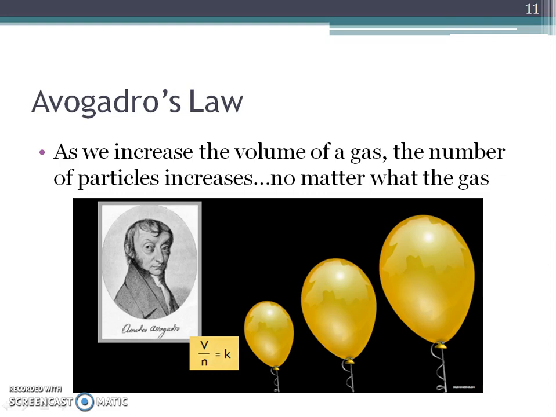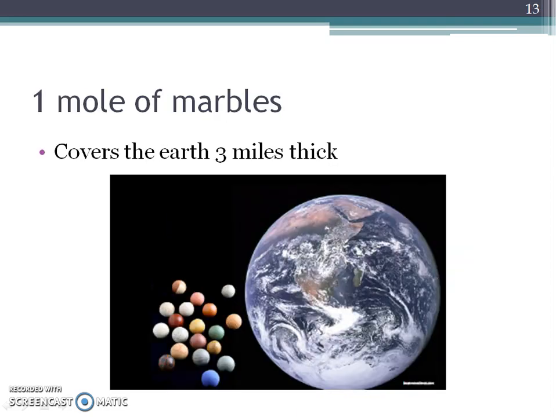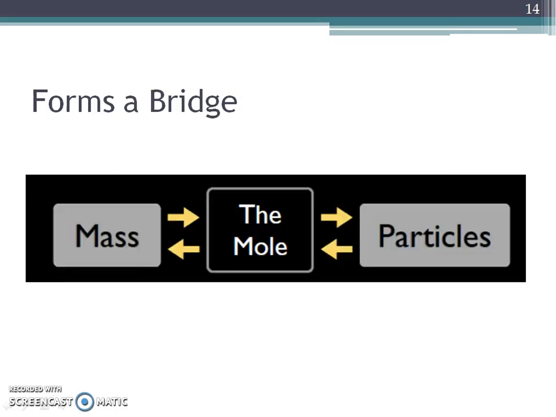He talked about Avogadro's law, which should make sense. As we increase the volume of a gas, the number of particles are going to increase no matter what the gas is. Well, really that should make sense, right? If you got a bigger balloon, that means you got more particles in there. So again, he talked about how mole is a quantity, right? 6.02 times 10 to the 23rd, just like a dozen is to 12. He talked about how much that mole really represents and how it forms a bridge.